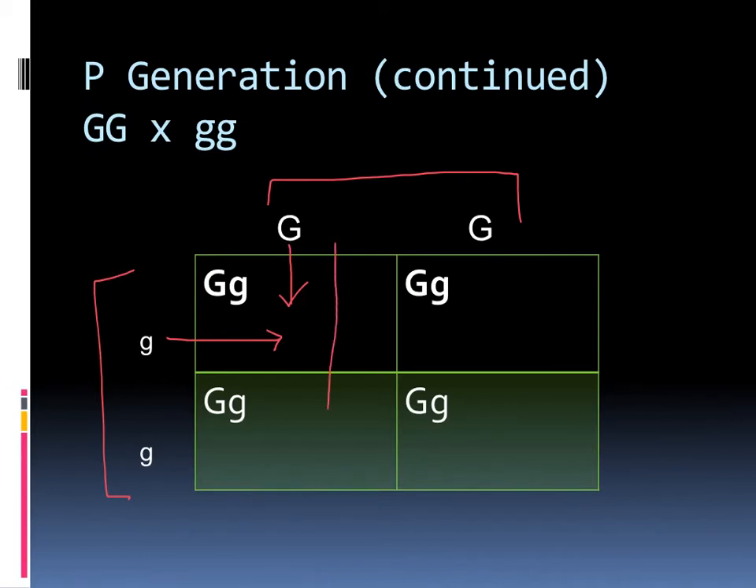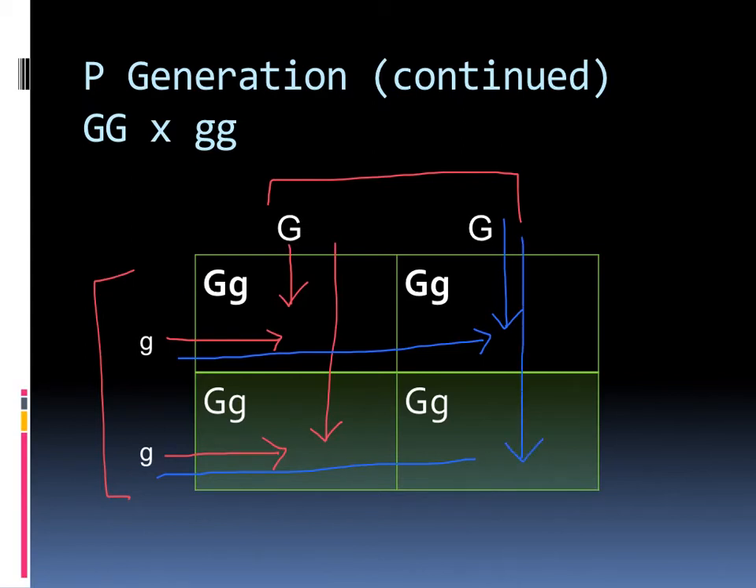This guy goes right here. This guy and this guy. And this guy and this guy. Okay? It may look confusing, but it's super easy once you get the hang of it. Again, remember, parents' genotypes always go on the outside. So this is parent number 1, and this is parent number 2.